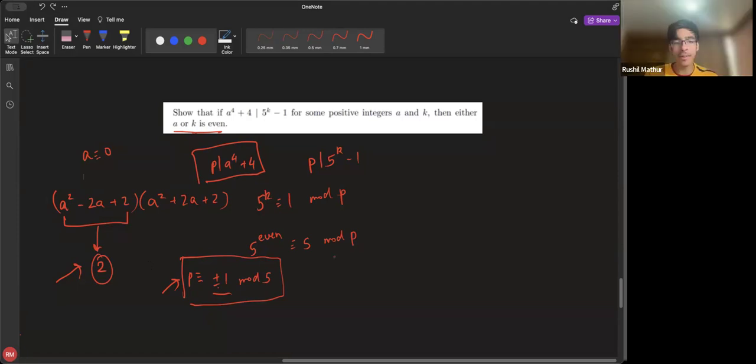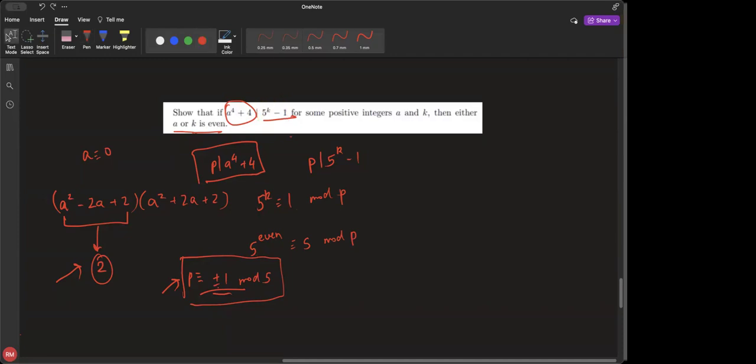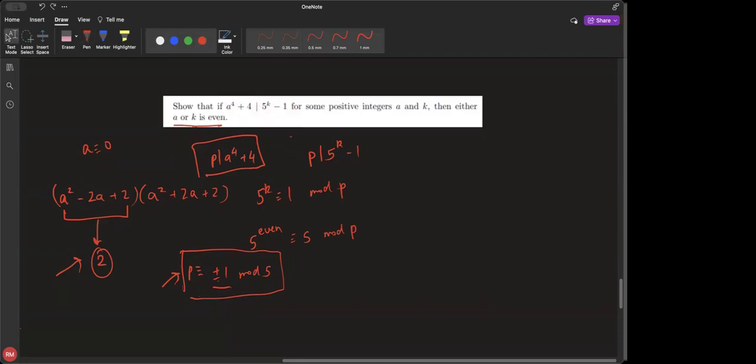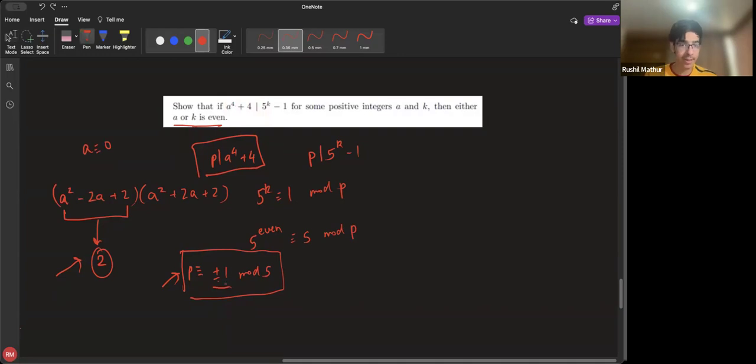can't. So one second. What we proved is that any factor of A to the 4 plus 4 has to be plus minus 1 mod 5. Is that acceptable? Because if there is a prime factor which is 2 mod 5, then that divides this. But that's false because any prime factor of this has to be plus minus 1 mod 5. Okay, my bad, got it. Yeah, so any prime factor of A to the 4 plus 4 is this, but that's false because we found something which should be 2 mod 5 or minus 2 mod 5.